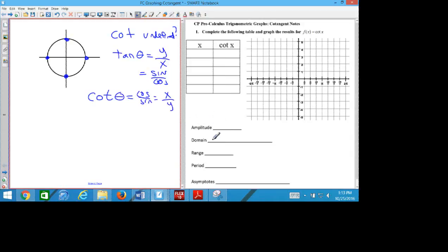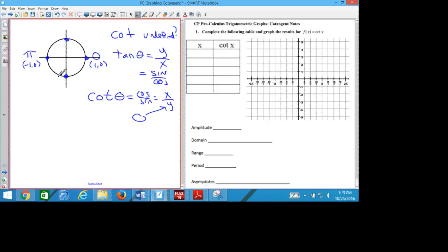So if I'm looking where it's undefined, then what value of y am I looking for? 0. So up here in the unit circle, where is y 0? At what radian? At 0, that is the ordered pair (1, 0). And where else? At pi, and that is the ordered pair (-1, 0). So those would be the two locations where cotangent would be undefined.